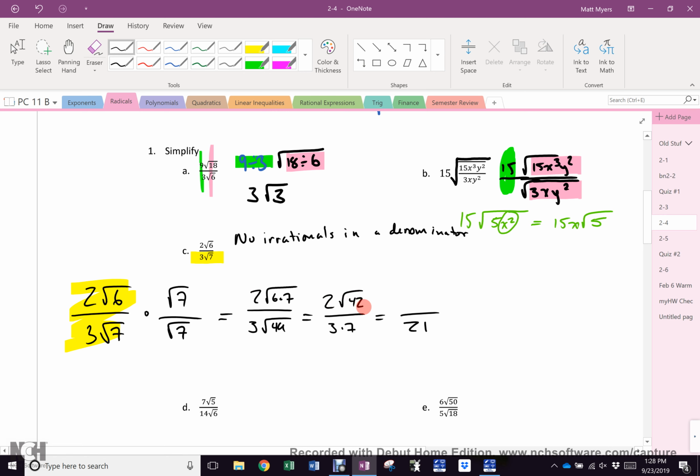Correct? Does 42 get any simpler? 2 times 3 times 7. Any pairs? Yes or no? So we are done. And this is your finished answer. This process is called rationalizing the denominator.